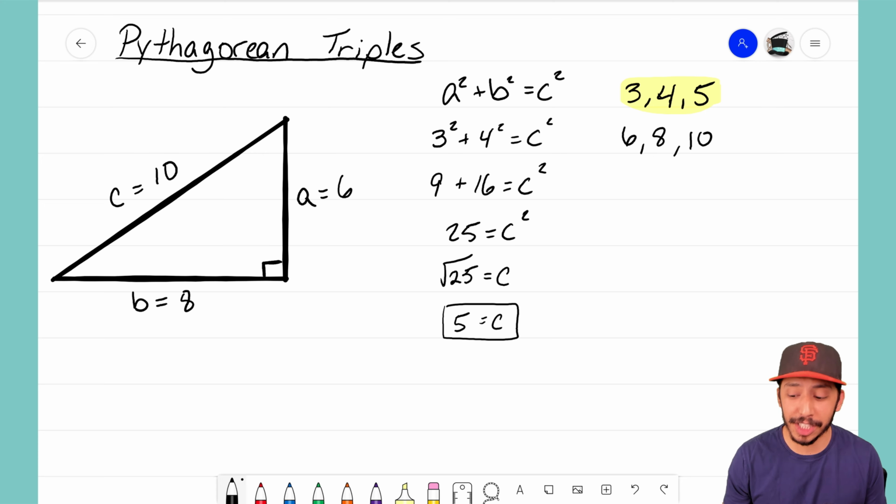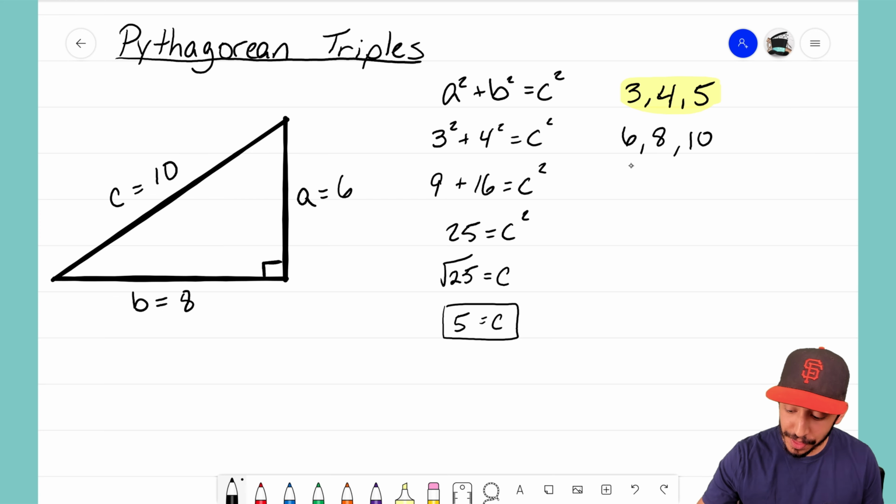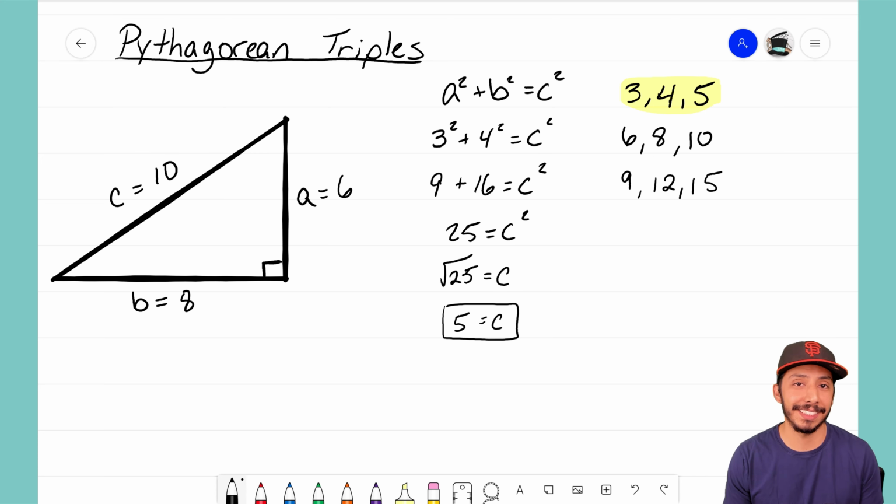A 3, 4, 5 right triangle, I can keep dilating these sides to create new sets just by multiplying those numbers by a different factor, right? I could multiply all of these sides by 3. A new Pythagorean triple would be 9, 12, and 15.